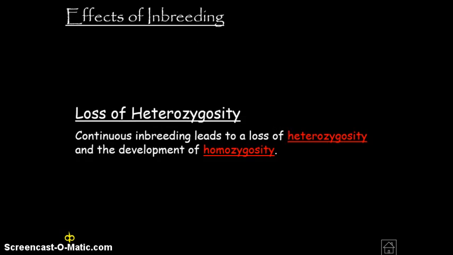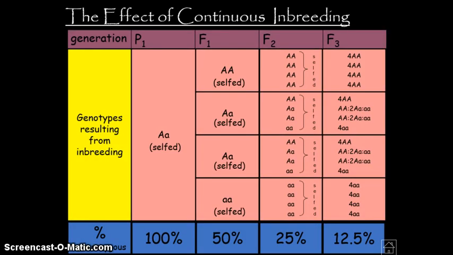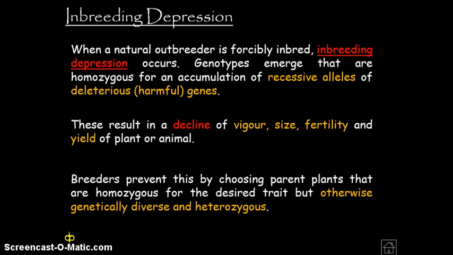The effects of inbreeding include loss of heterozygosity. Continuous inbreeding leads to a loss of heterozygosity and the development of homozygosity. With each generation of offspring bred from inbreeding, there is a loss of heterozygosity. However, homozygous dominant and homozygous recessive alleles remain in the offspring. A result of inbreeding can be an increase in the frequency of individuals who are homozygous for recessive deleterious alleles. These individuals will do less well at surviving to reproduce. This results in inbreeding depression.